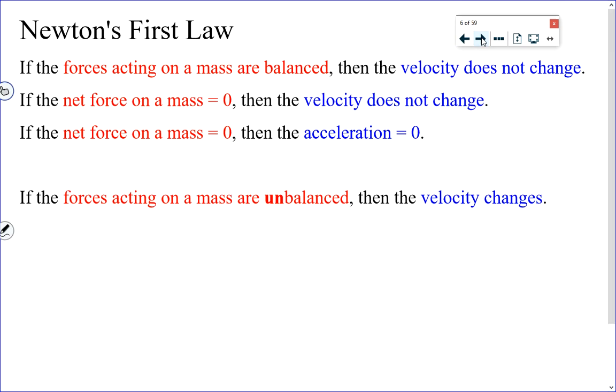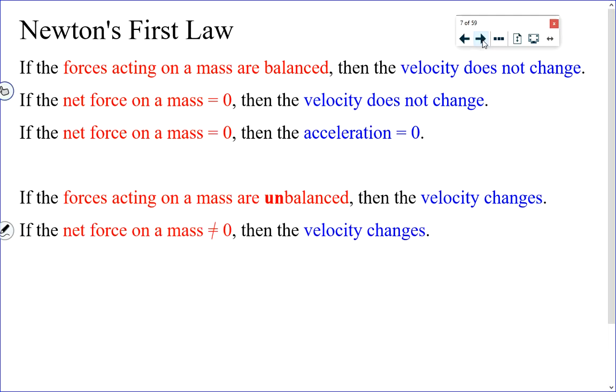The other side of that coin was we said if the forces acting on a mass are unbalanced, then the velocity will change. Now, what does that mean? It means that the mass may be speeding up as a result of that, or it may be slowing down as a result of that. But it's also possible that it could be just changing direction, because the velocity is how fast and in what direction. I just really want to stress that when we say a velocity is changing, all we know is its speed is changing and or its direction is changing.